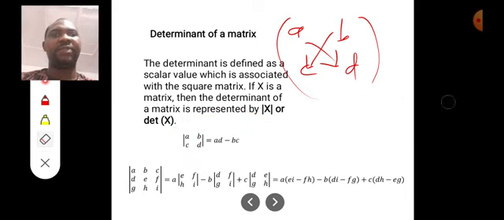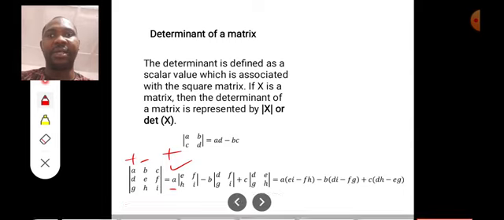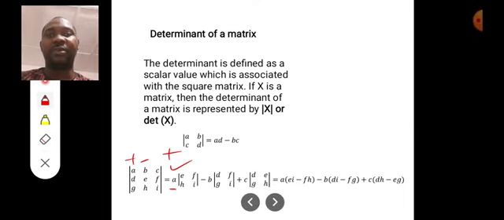Now, if we are dealing with a 3 by 3 matrix, we start with the first row. We give signs plus, minus, and plus. We pick each of them. When we pick A, we eliminate all the elements in the same column and in the same row as A. What do we have left? We have E, F, H, I. That's what we have here, E, F, H, I.